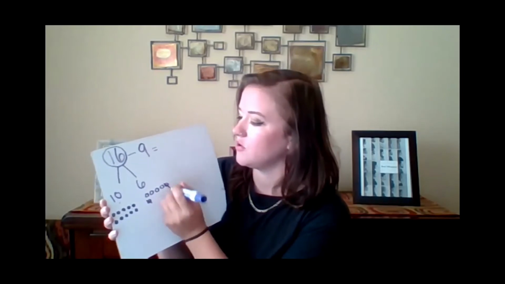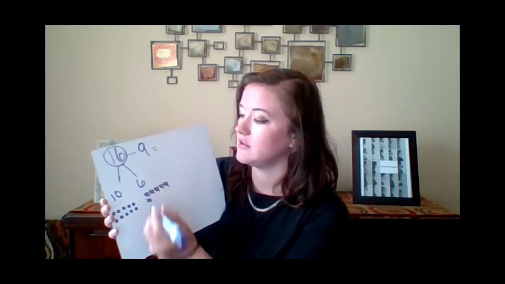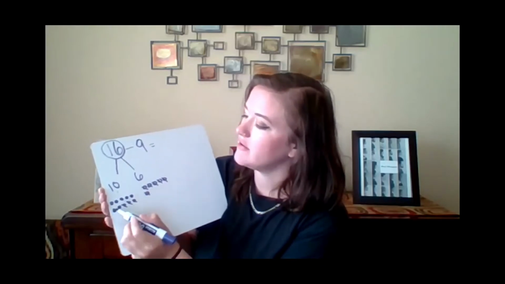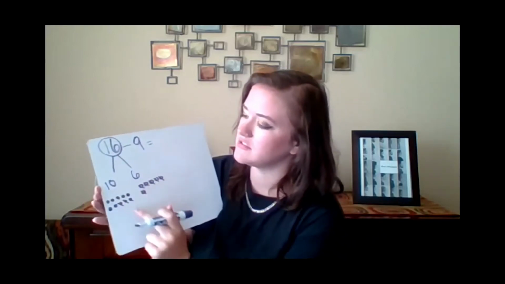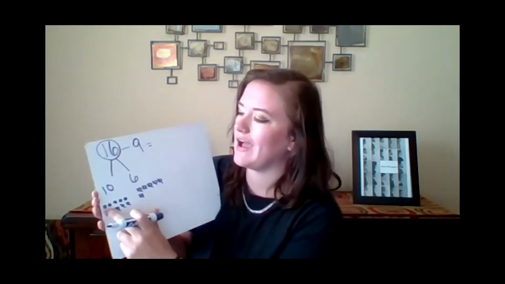1, 2, 3, 4, 5, 6, 7, 8, 9. All right, so out of our 16, 9 are being used. How many are left over? 1, 2, 3, 4, 5, 6, 7. 7 of them. So now let me ask you this. Because we see our full tens frame, this equals 10, and we're grouping them in 5s. Did I have to count out each of these dots?